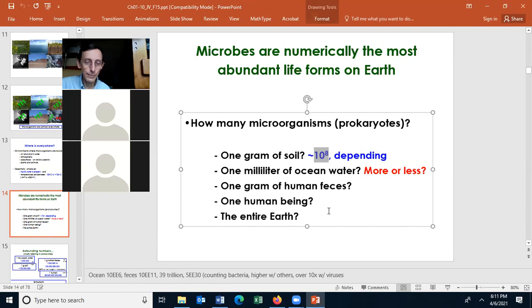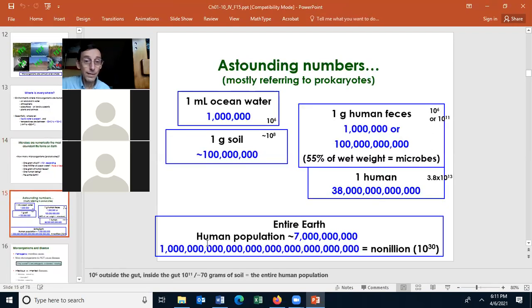More is correct. And the entire Earth, of course, you have more. So here's the number. Ocean water, you got about 1 times 10 to the 6th cells in 1 milliliter or 1 gram of ocean water. In the soil, you've got 1 times 10 to the 8th. On 1 gram of human feces, if it's fresh feces, something that just came right out of the body, you've got up to 1 times 10 to the 11th microorganisms.